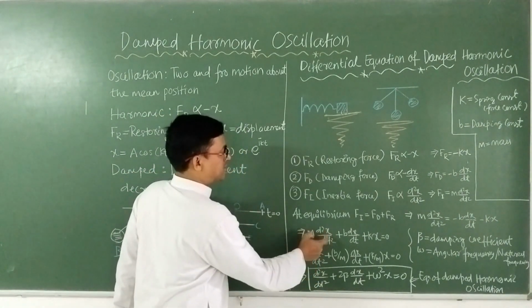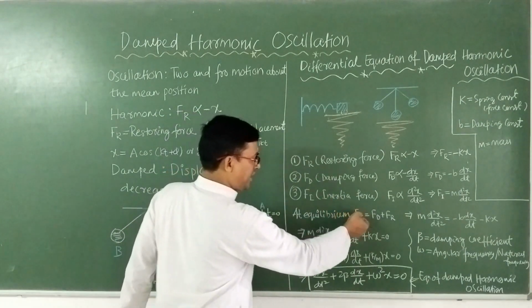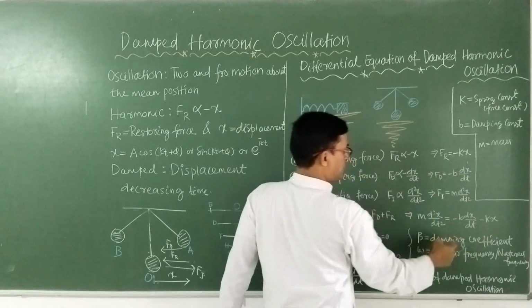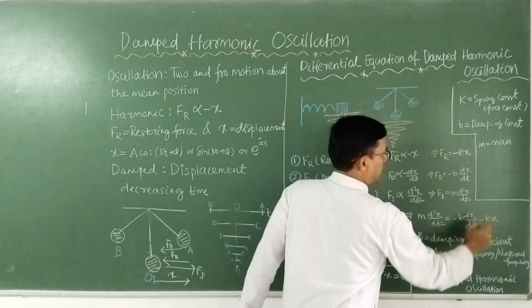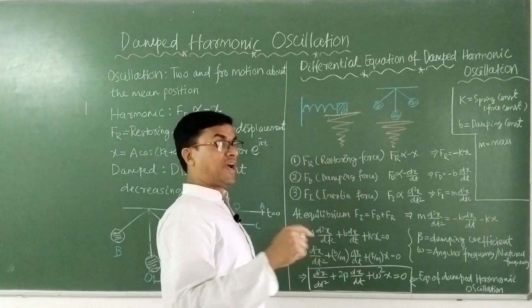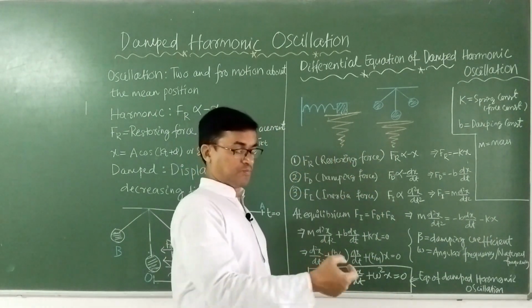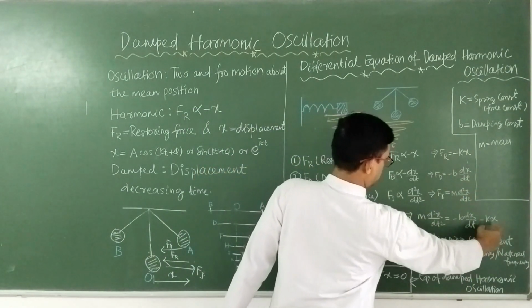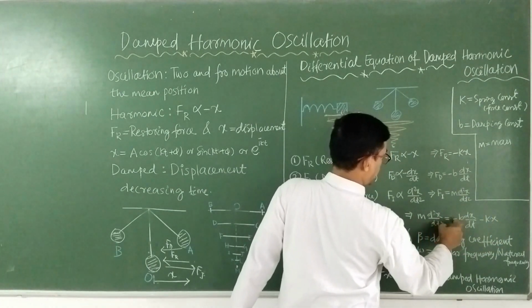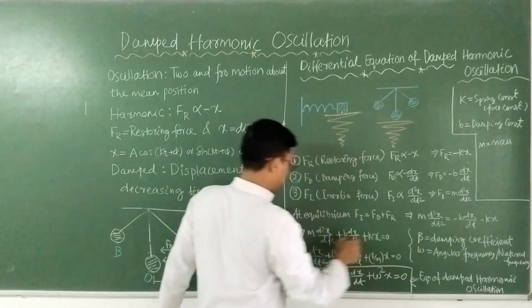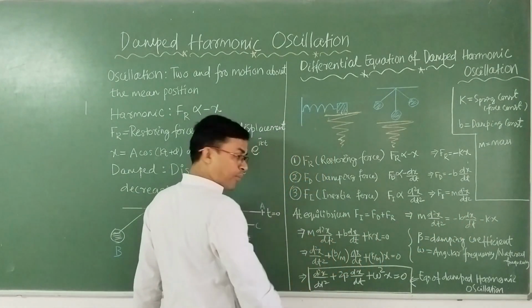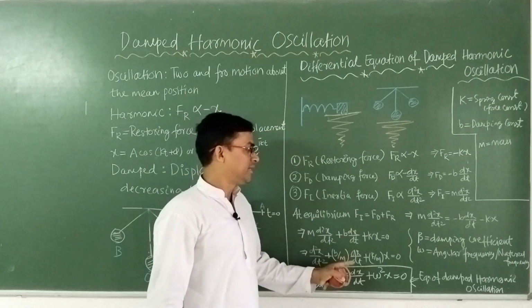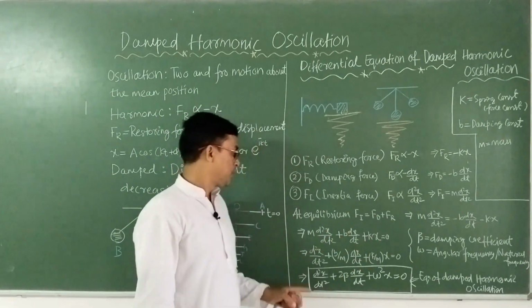Here m into d square x by dt square, equal to Fi, equal to the damping force, minus b dx by dt. Then the restoring force is minus kx. It is called the restoring force because it tries to restore the body towards the equilibrium position. Then m d square x by dt square equals minus this; we bring it to the left side, then minus and minus become plus, and the equation becomes m d square x by dt square plus b dx by dt plus kx equal to 0.